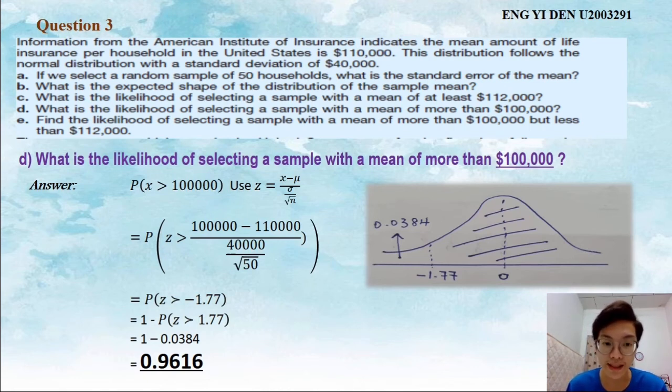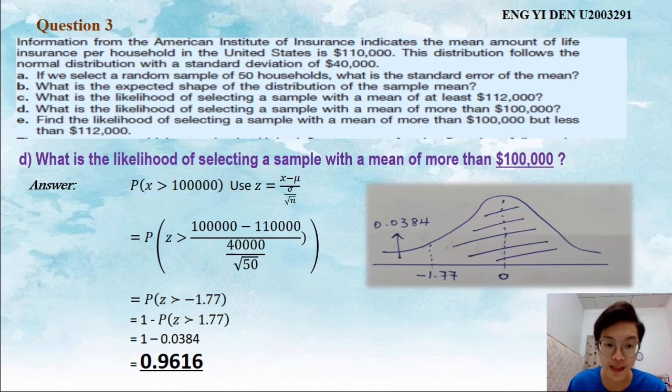So we can get P(x̄ > 100,000). So we substitute the 100,000 inside the formula, where P(Z > (100,000 minus mean, which is 110,000) over standard deviation, which is 40,000, over square root n, where n is the sample size, which is 50). So we can get P(Z > -1.77).